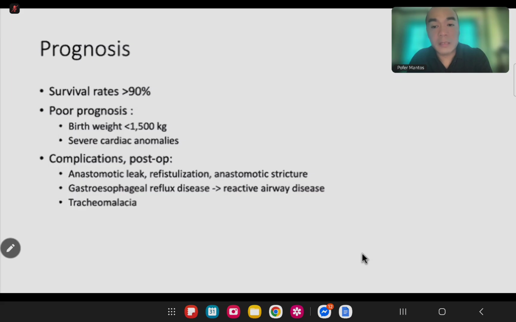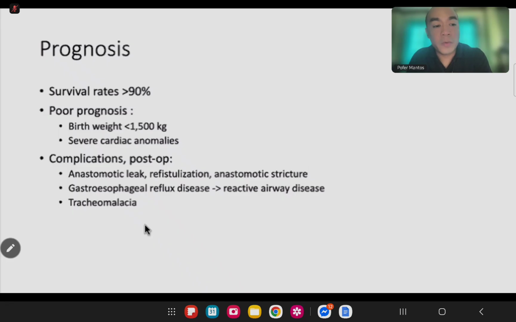So survival rates are very good, above 90%, because of the improvement of our neonatal care, and because of early recognition and appropriate intervention done. But the exception is babies who are born with very low birth weight and those with cardiac anomalies. They may have a poor prognosis. They may have difficulty recovering from the condition or even from the surgery.